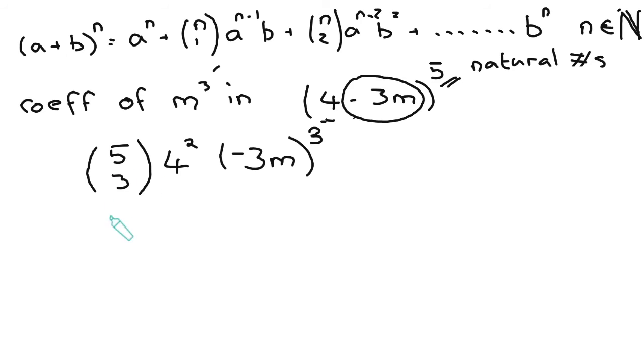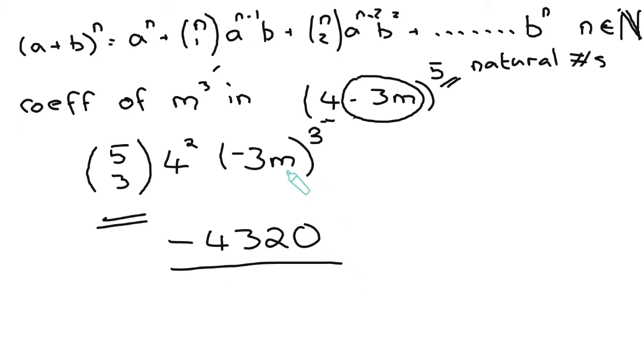So you can just pop that into your calculator. Check you know how to do these. You don't actually need to for this example, but check you know how to do these, pop that into your calculator, and hopefully you will come up with this answer, that this is the coefficient of m cubed when we do the expansion of 4 minus 3m to the power of 5. So that's really quite handy.